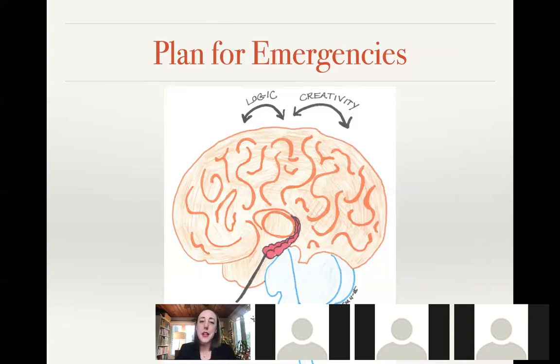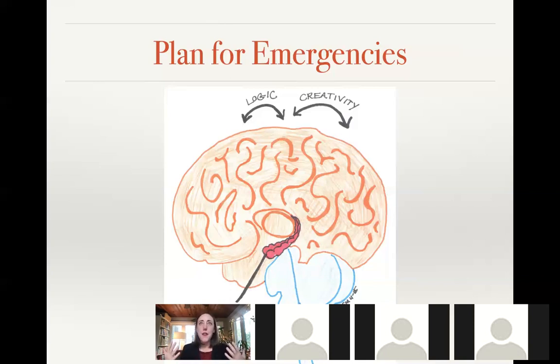Again, we're human. So how can we plan ahead? We know this is a nice little picture of the brain, that when we're emotionally hijacked, we are in our fight, flight, or freeze reflex, and the rest of our brain has been taken over by a chemical, and we don't have access to our logic and creativity.